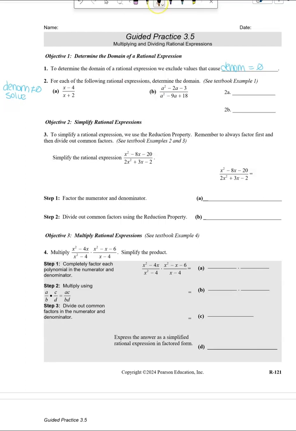So we're going to take the denominator, x plus 2, set that not equal to 0, and solve. We'll subtract 2 from both sides, so x cannot equal negative 2. That's the answer for the first one. I don't know how you guys prefer to write the domain, so let's do set notation: x such that x cannot equal negative 2.